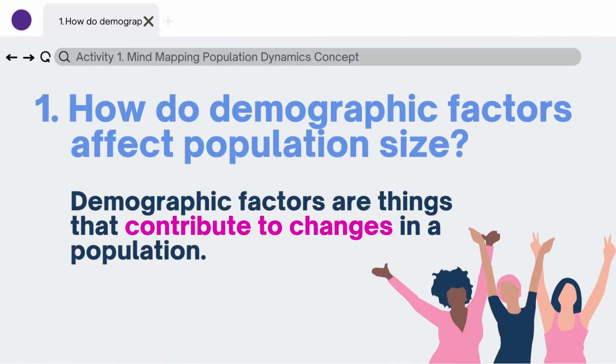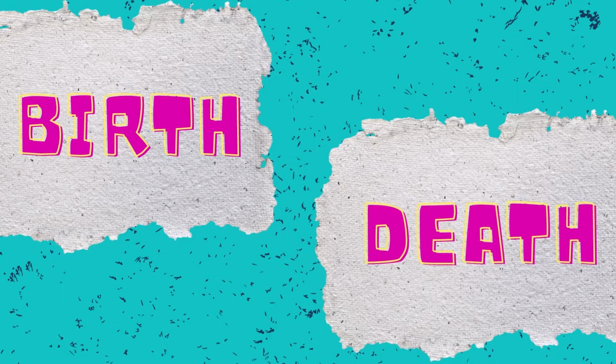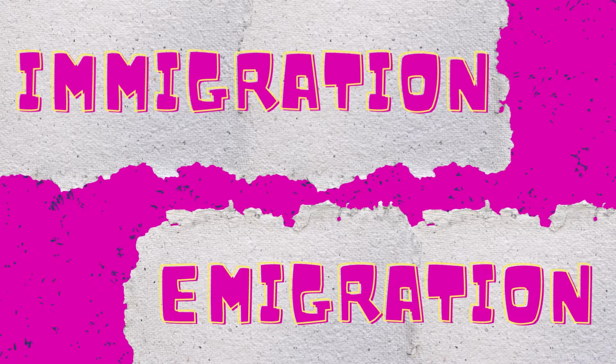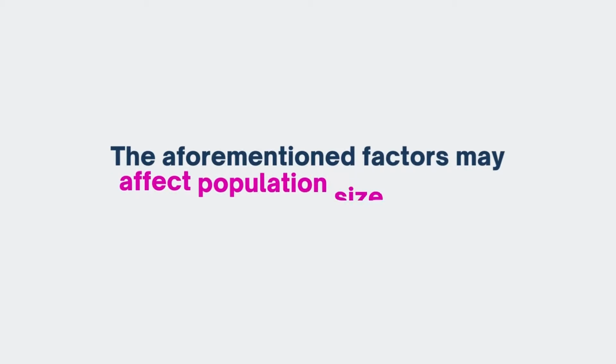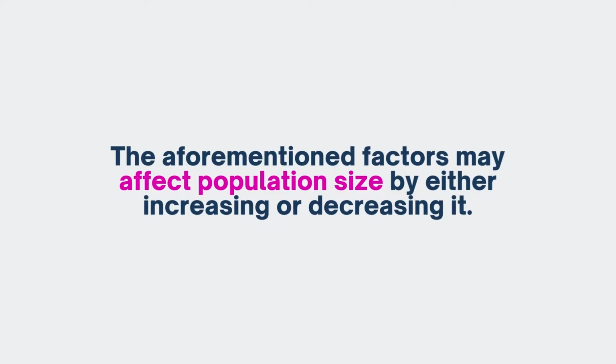For question number 1, how do demographic factors affect population size? Demographic factors are things that contribute to changes in a population. In a generalized demography, some of these factors include birth and death rates, immigration and emigration, as well as age and sex. The aforementioned factors may affect population by either increasing or decreasing it.